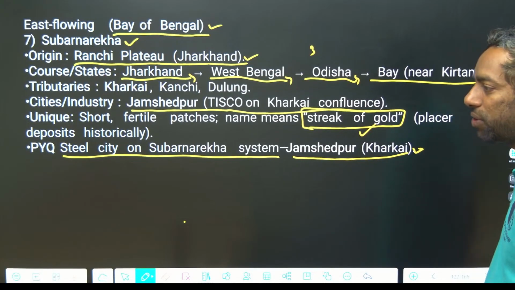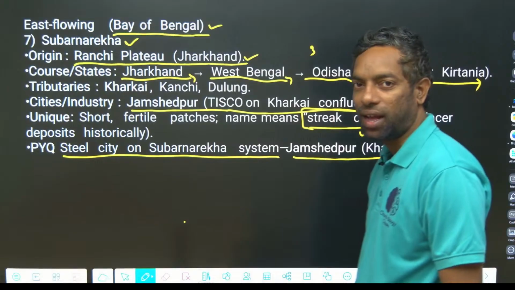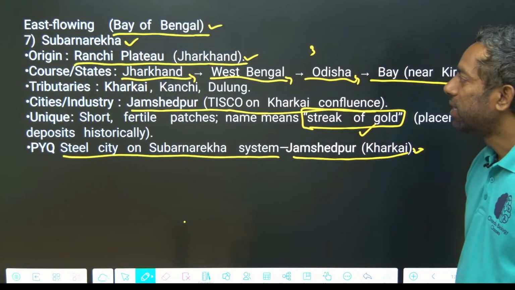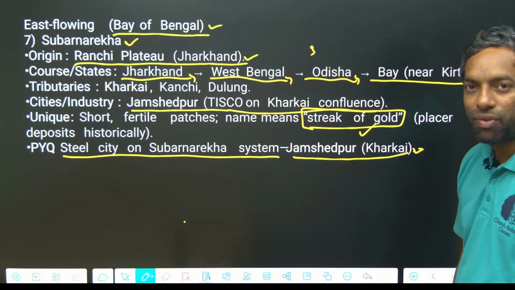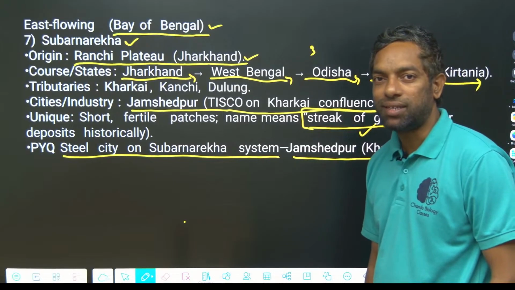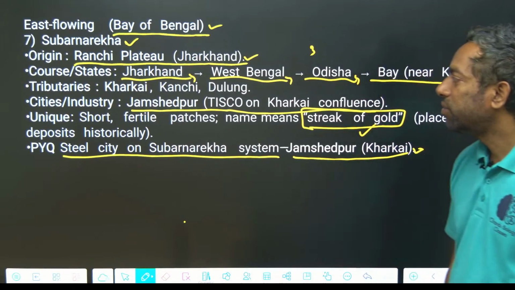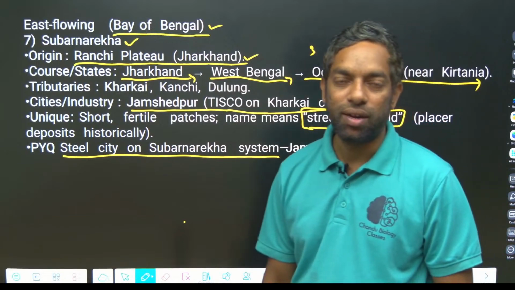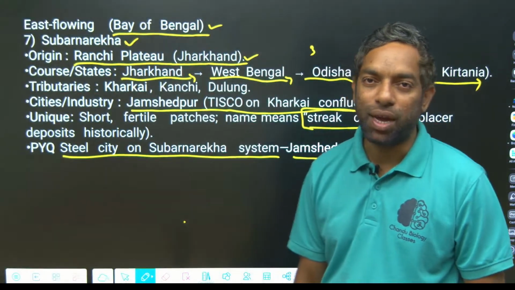Okay, I hope you guys understand this Subarna Rekha. They don't ask you all the things. They can ask you which one of the following is a flowing river, and they can ask you how many states the river Subarna Rekha crosses, and they can ask you the steel plant Tisco is relevant to which river. Okay, such questions they can ask you, guys.